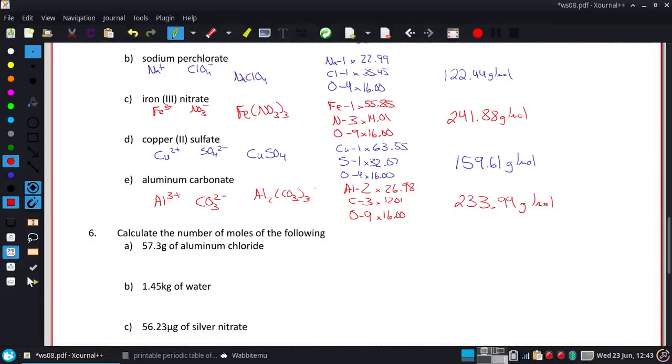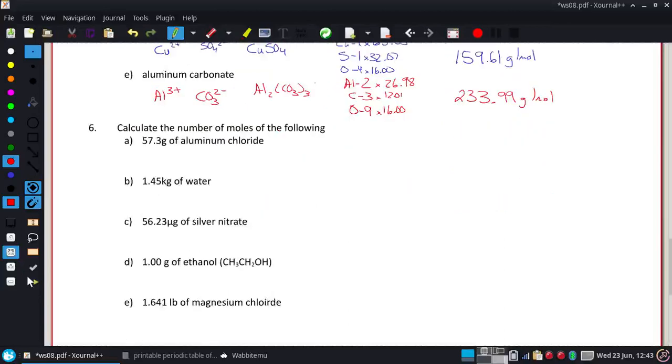All right. On 6, I give you various different masses, so grams, kilograms, micrograms, grams, and pounds, and I ask you to get the moles. To get any of these, you're going to need the molecular weight because that's how you convert grams to moles. So I need to know that aluminum chloride is AlCl3, and I would figure out the molecular weight of it. And that gives me a molecular weight of 133.33 grams per mole.